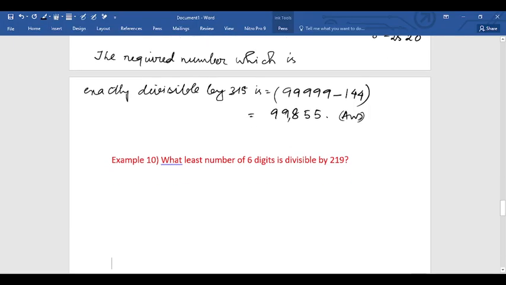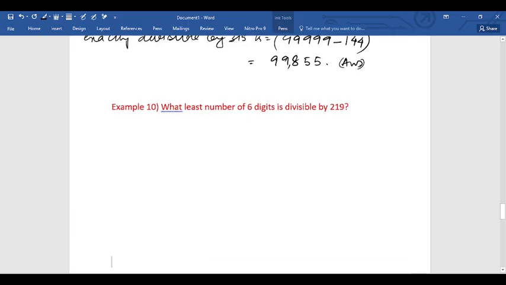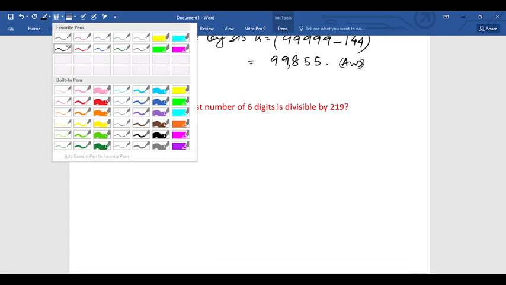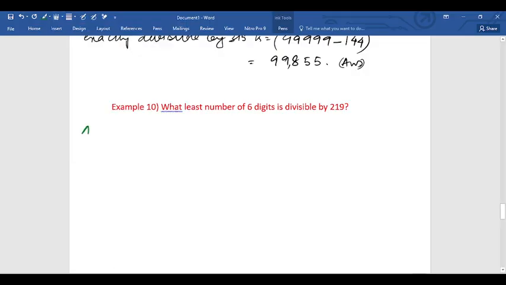What least number of 6 digits is divisible by 219? Now the least number of 6 digits is equal to 1 and 5 times 0, that is 100000. Now this total 6-digit number should be divisible by 219. But is it divisible by 219? No. Then what number? We have to find that out.